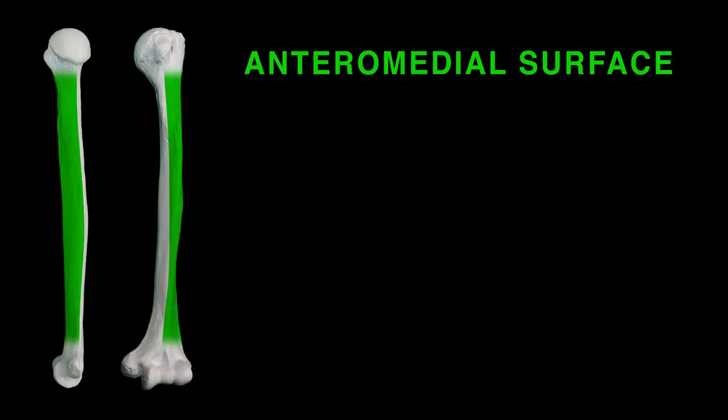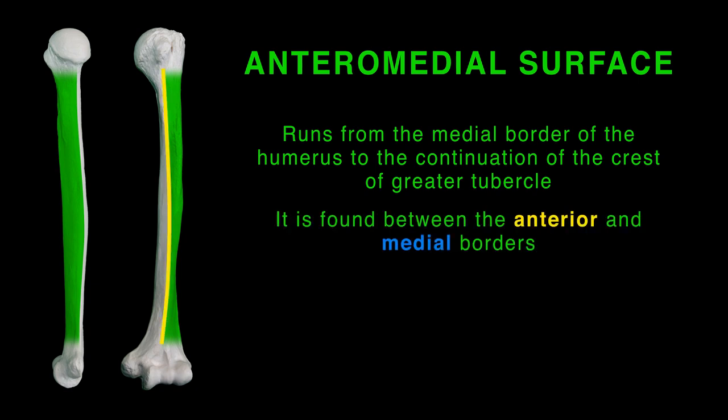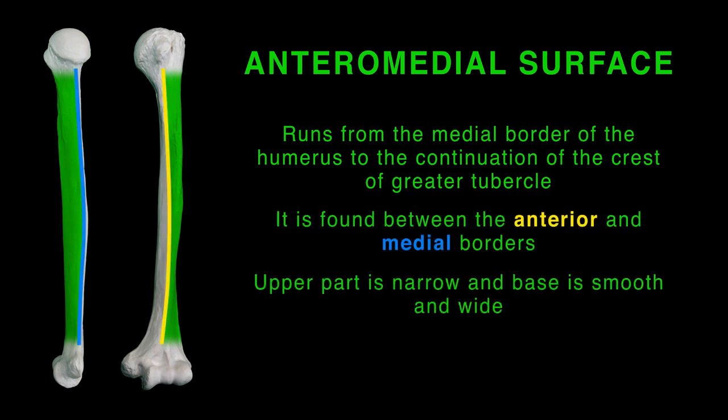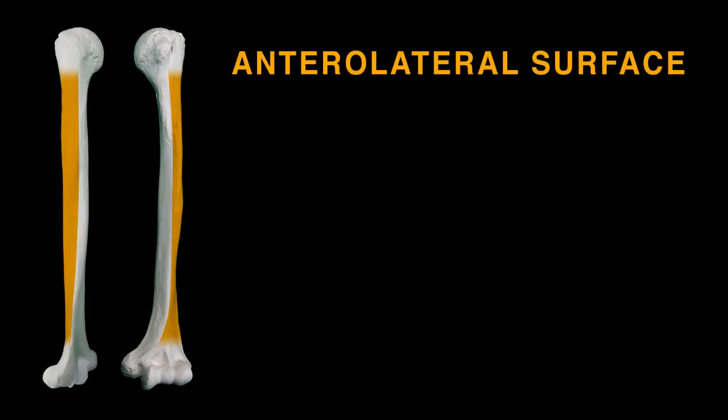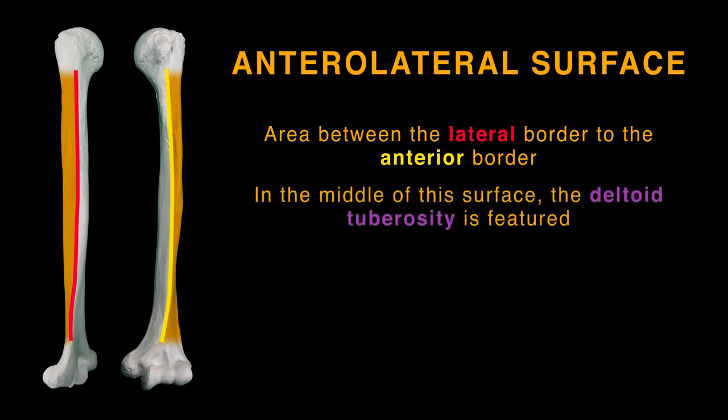Now on to the surfaces. The anteromedial surface runs from the medial border of the humerus to the continuation of the crest of the greater tubercle. It is found between the anterior and medial borders. Its upper part is narrow, and its base is smooth and wide. The anterolateral surface is the area between the lateral border to the anterior border. In the middle of this surface, the deltoid tuberosity is featured.